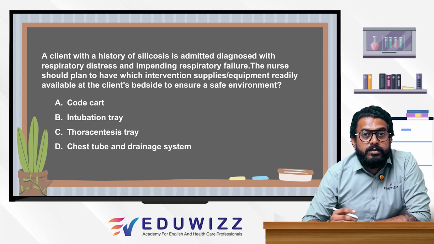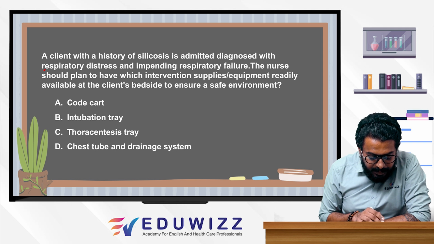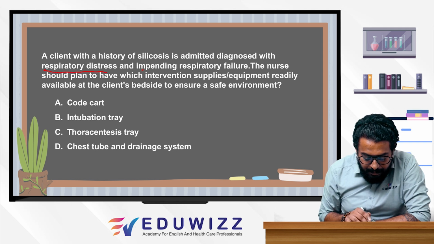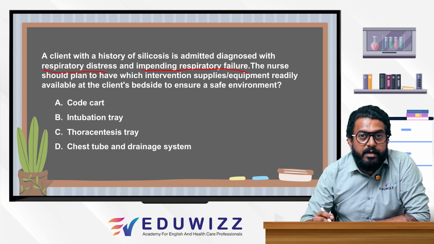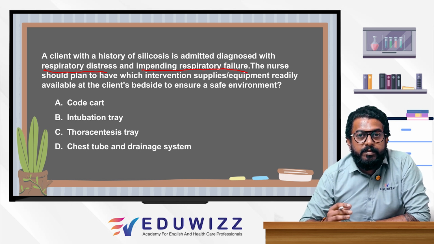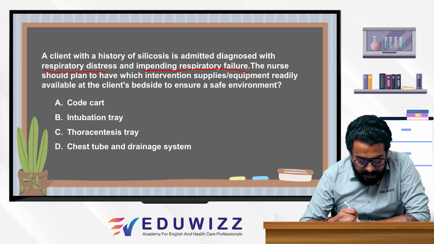So this is also, if you look at the question, what is the complaint of the patient? The patient is having respiratory distress and impending respiratory failure. Respiratory failure is progressing or getting severe. So what equipment should we have in place? Options are code card, intubation tray, thoracentesis tray, and chest tube drainage system.